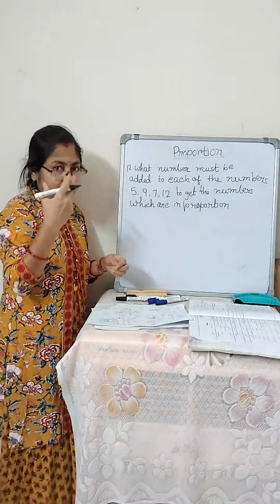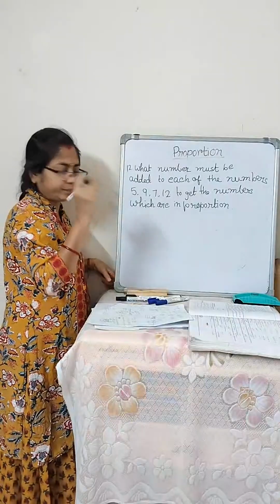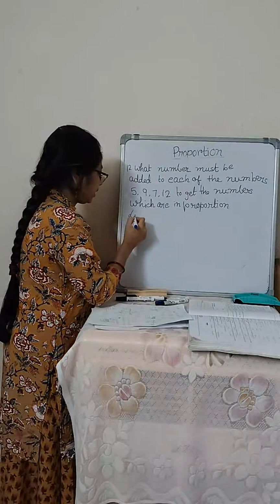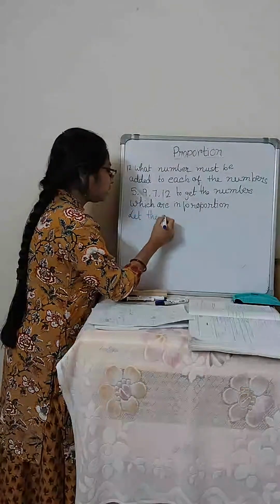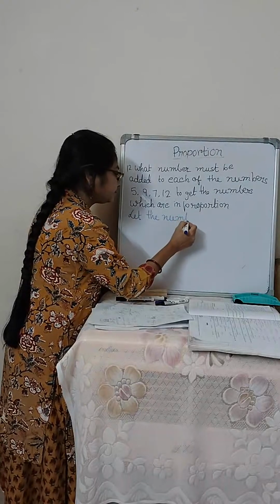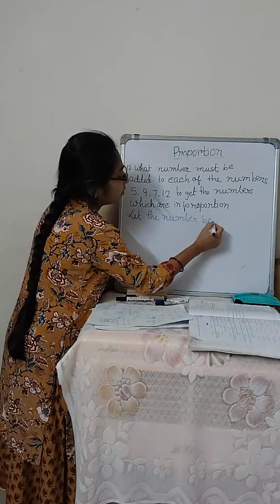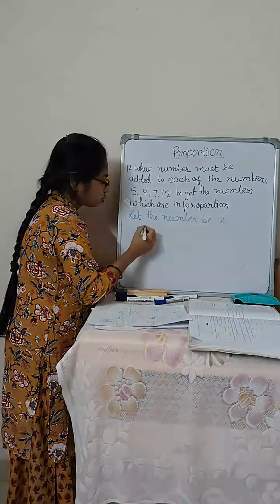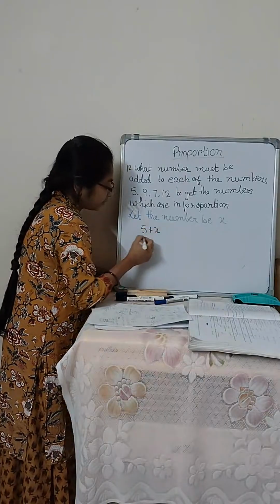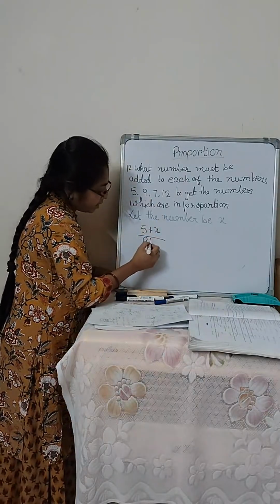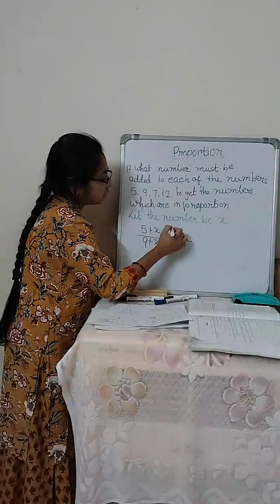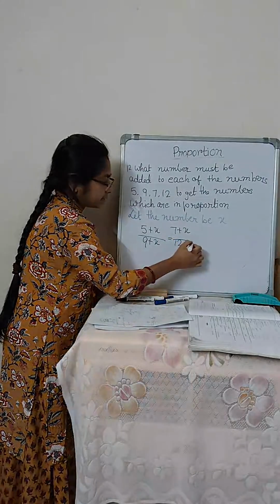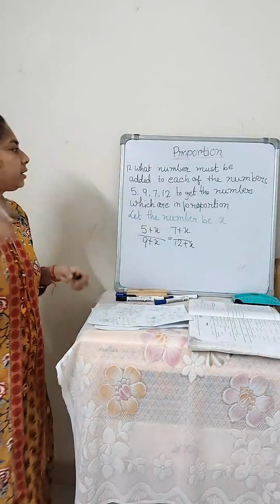You do not know what the number is, so I let the number be x. What is the first one? 5. So I can write 5 plus x. What is the second one? 9. 9 plus x is equal to the third one, 7 plus x, and the fourth one, 12 plus x. Clear? It is not a continued proportion.